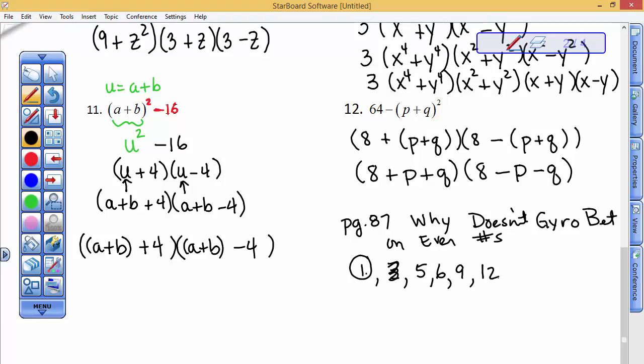If you would try those problems now to get some practice, and then come back and watch with me our next segment, which is factoring something that has 4 terms.